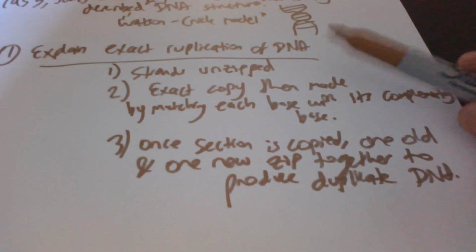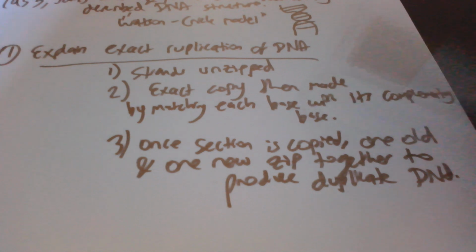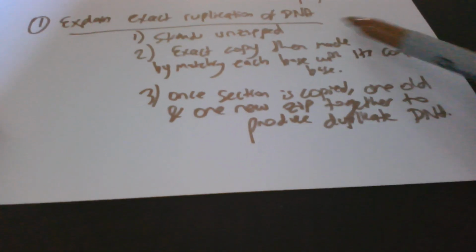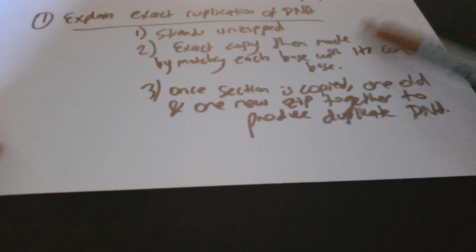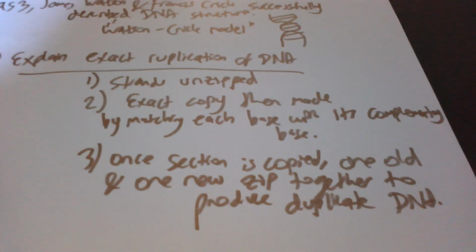So you start off with the strands unzipped. You then get an exact copy made by matching each base with its complementary base. Think of hands linking together. And once the section is copied, one old and one new join together to make a duplicate DNA strand.